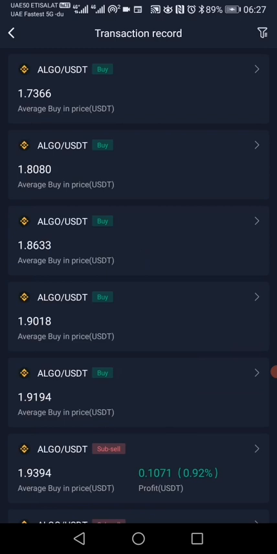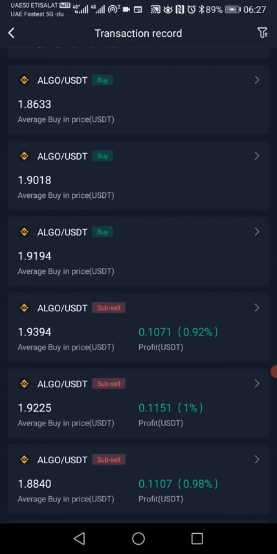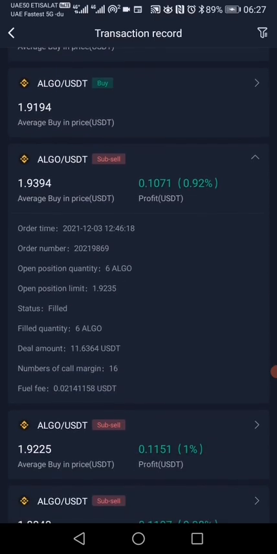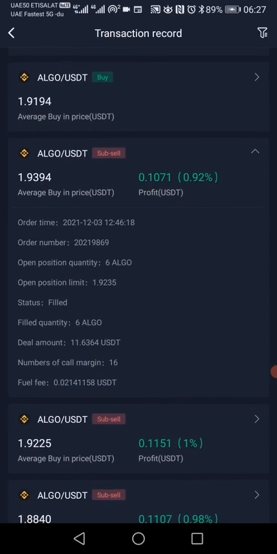So if you want to know the number of margin calls that have been executed, you go to the last sell. You see it's written there, sub-sell. Sub-sell means it's selling from the 5th downwards. It is not from 4 upwards. If it is from 4 upwards, you just see sell. They don't put sub for you.